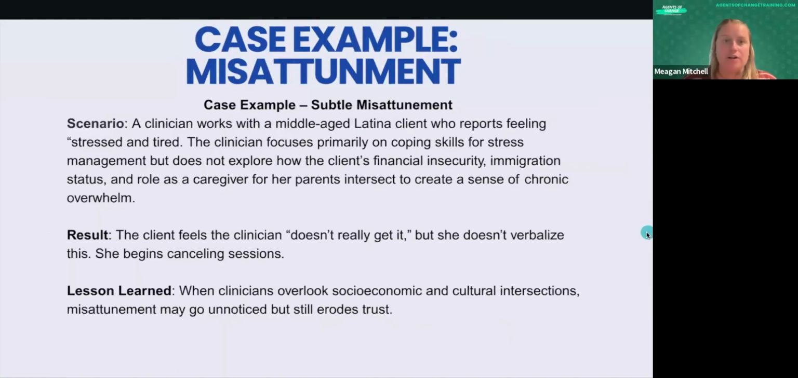Okay, so those are the 5 R's. Now, what we are going to do is a case example, and I'm going to ask you some questions and we're going to self-reflect here.